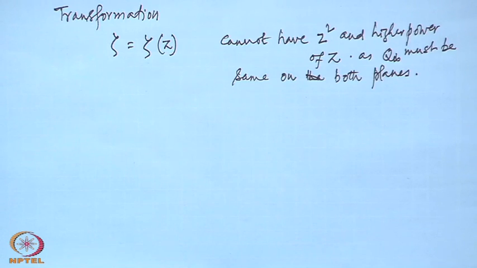So, considering a polynomial or series as a transformation function, we can have only zeta equal to some z plus 1 by z, or 1 by z square, 1 by z cube, anything we like. Now, of course, the simplest will be z plus 1 by z. That will be the simplest transformation, and this transformation or a similar type of transformation is called a Zhukovsky's transformation, which we will study.